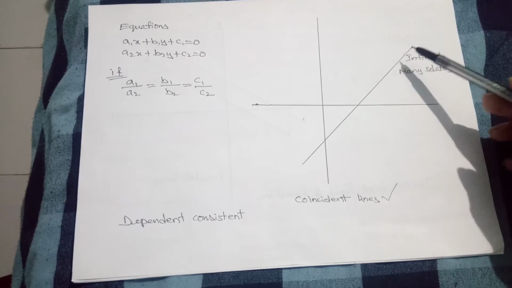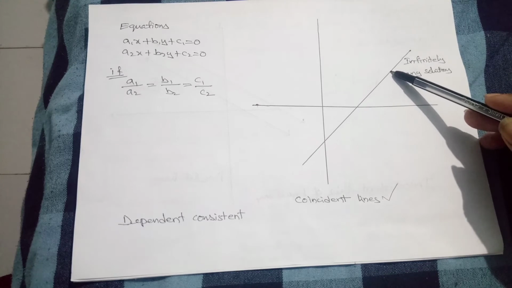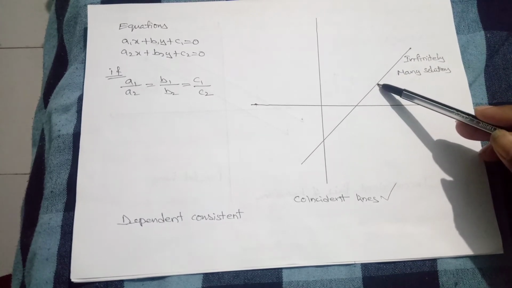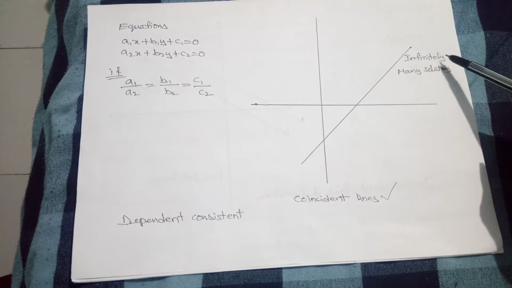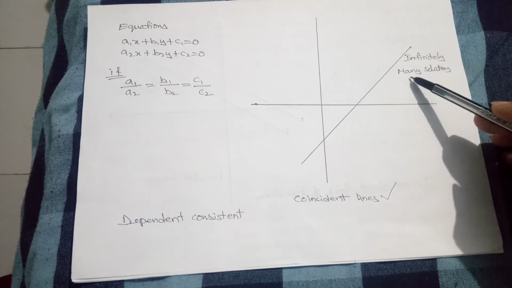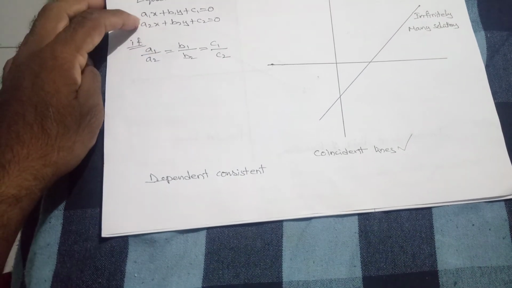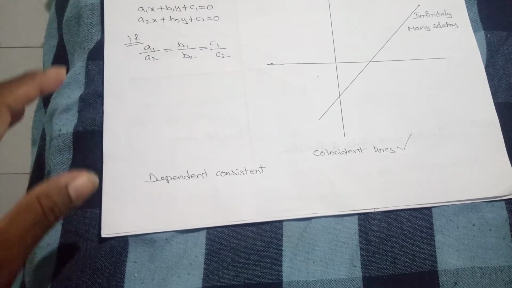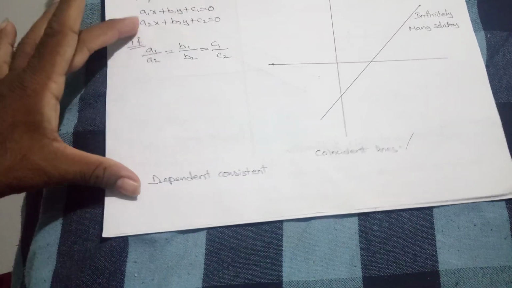So how many points are there on a line? We can have an infinite number of points. Here we have a point, here we have a point, here we have a point. Therefore we can state that there are infinitely many solutions. Now for these types of equations, if the ratios are like this, then we call them a dependent consistent pair of equations.